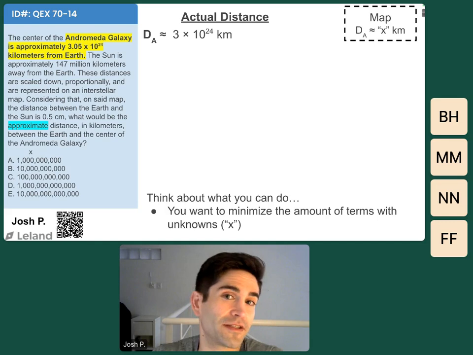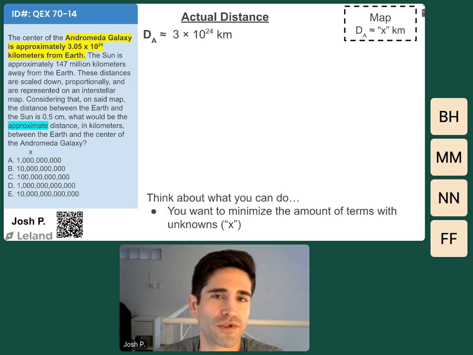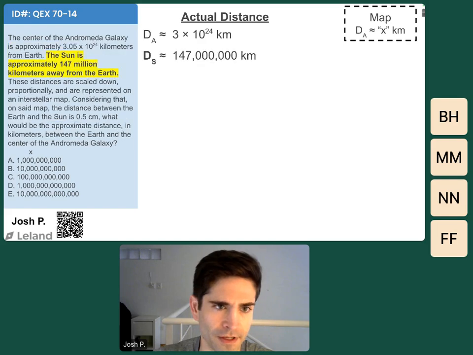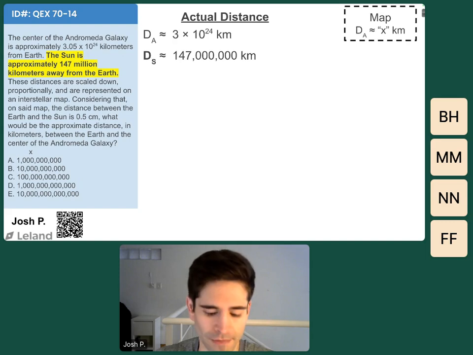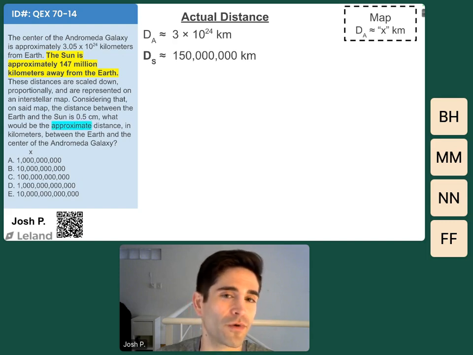And we can approximate this. All right, we want to make our lives easy. The GMAT uses the word approximate for us to use that to our benefit and to make our lives easy. So the distance to Andromeda is approximately 3 times 10 to the 24th kilometers. And the distance to the sun is approximately 147 million kilometers. And we can approximate this to 150 million kilometers.